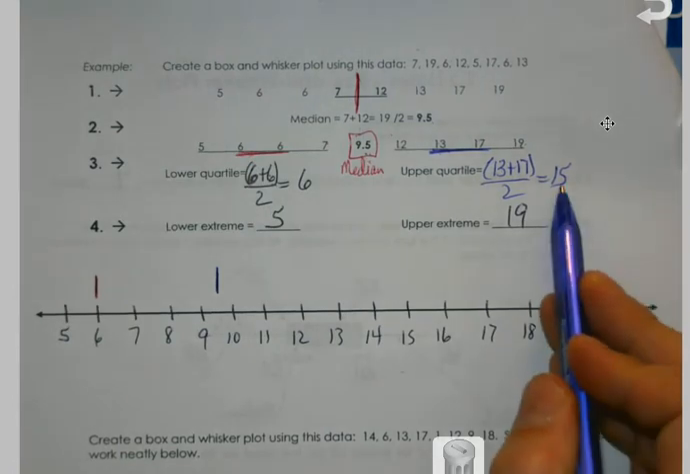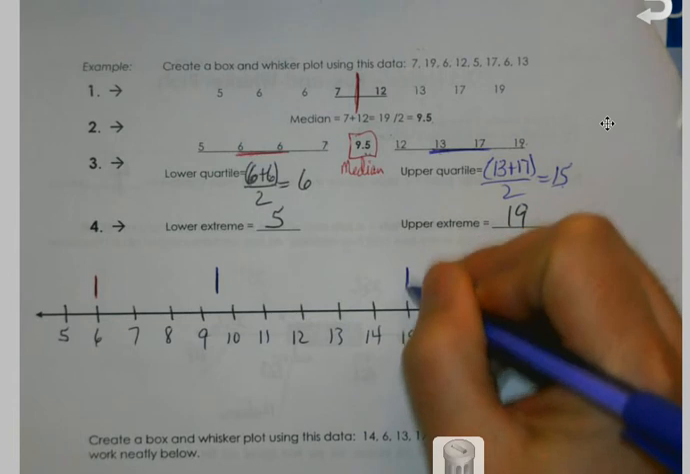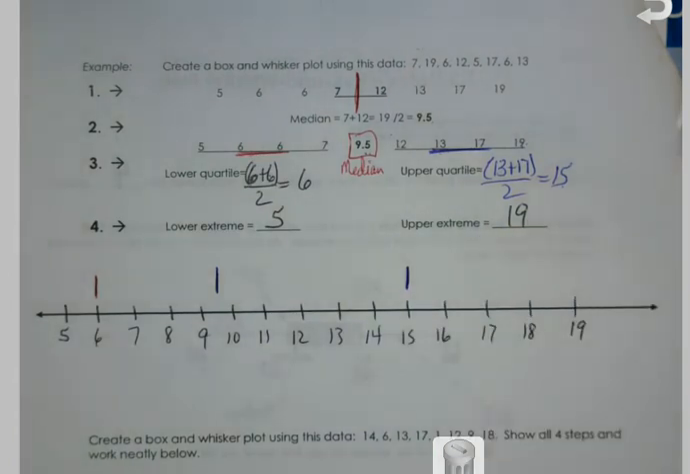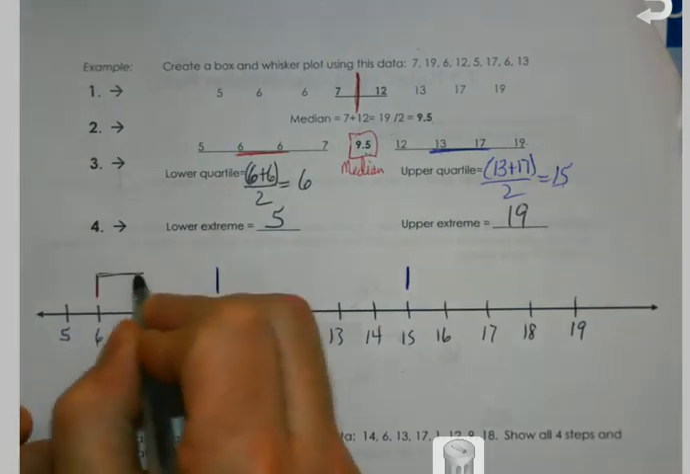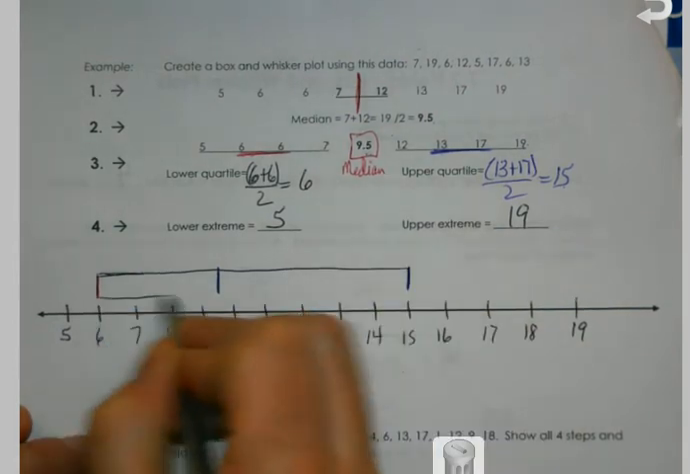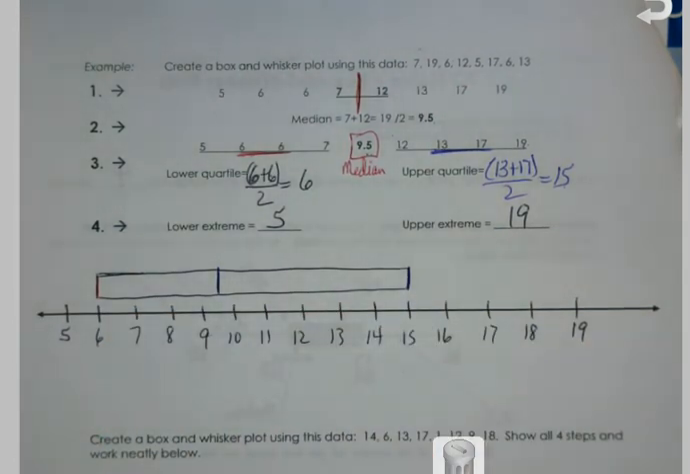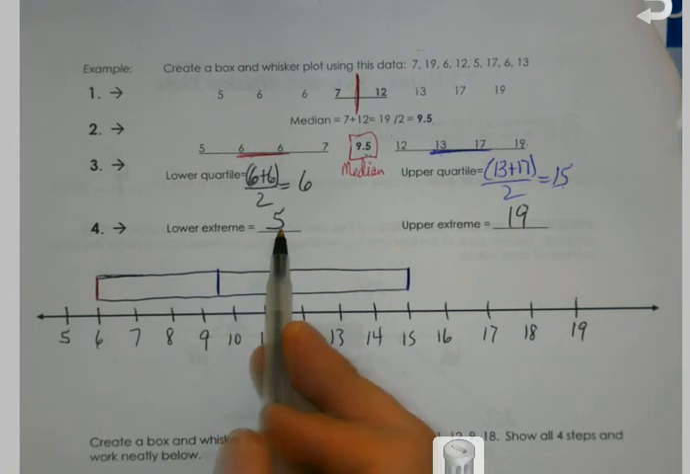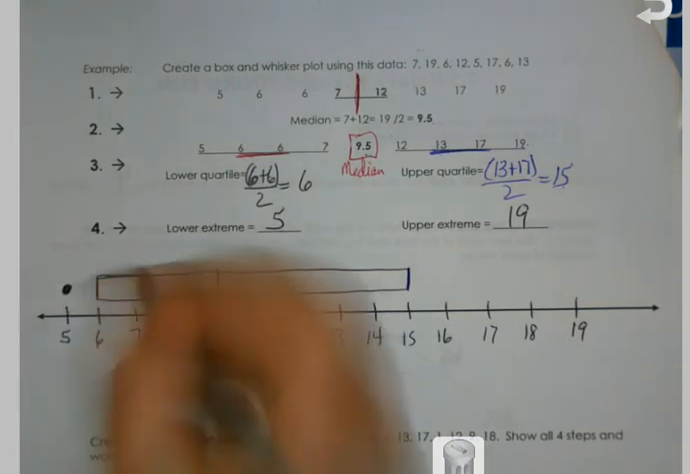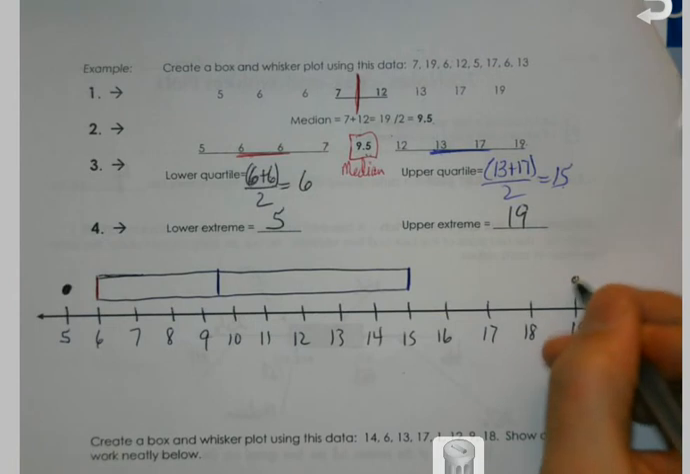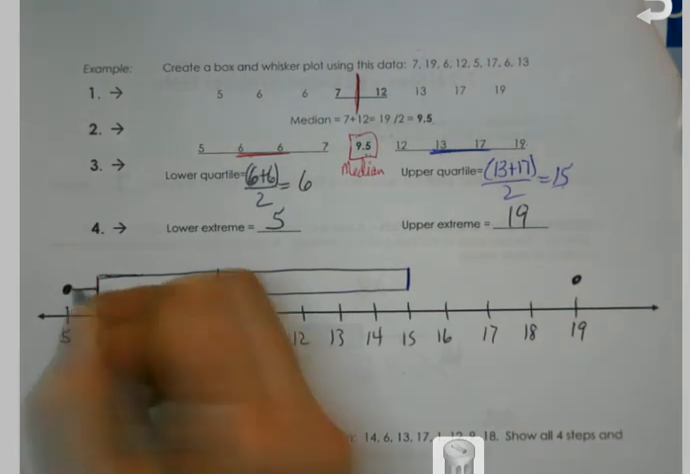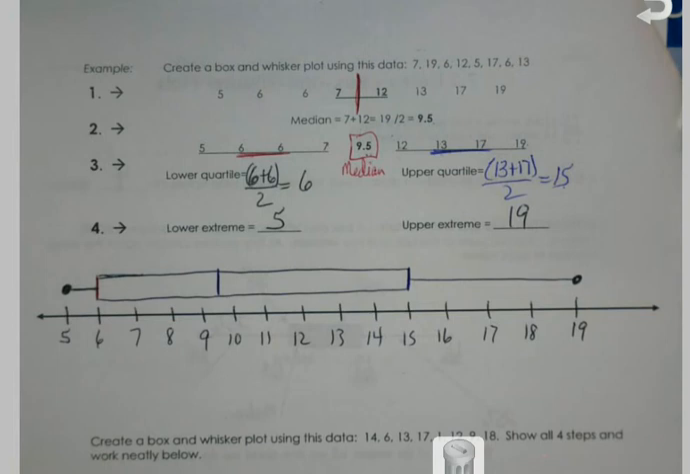And then I'm going to do the same thing with my upper quartile. I'm going to go to 15 and make a vertical line. You're like, why are you making all these vertical lines? Because once I make those 3, my median and my 2 quartiles, I'm going to turn them into a box. Hence the box part of my box and whisker. And then I go to my extremes and I put dots at 5 and at 19, and I connect those to my box, making my whiskers.